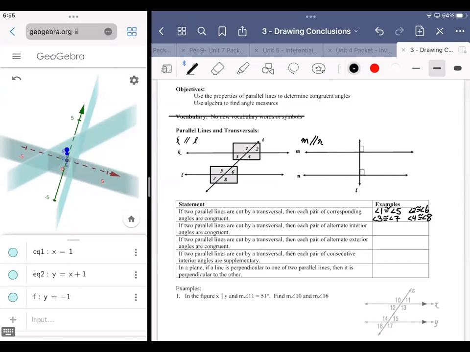If two parallel lines are cut by a transversal, then each pair of alternate interior angles are congruent. Right? So those are the ones that are in between the two lines, but on opposite sides of the transversal. So that means angle three and angle six will be congruent. And it means angle four and angle five will be congruent.